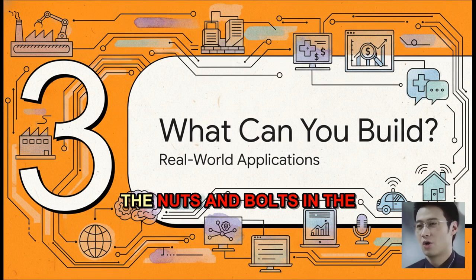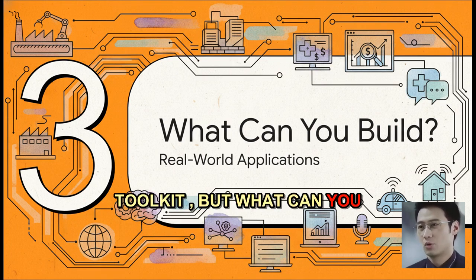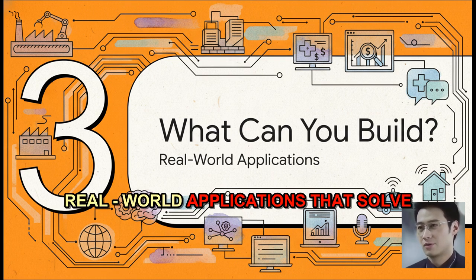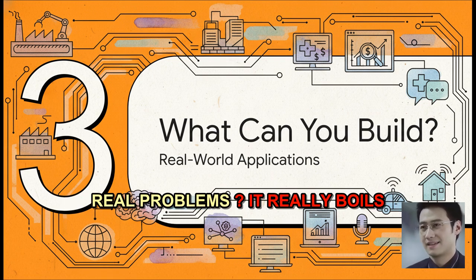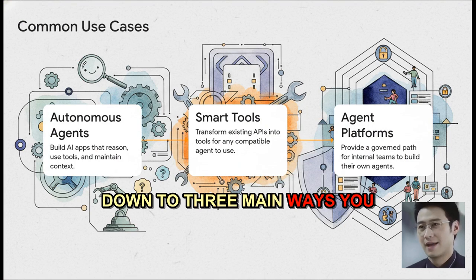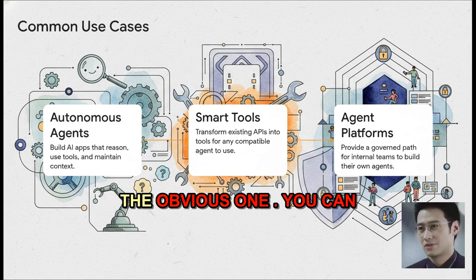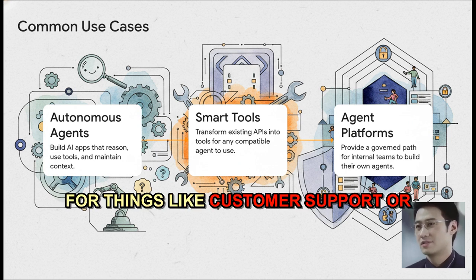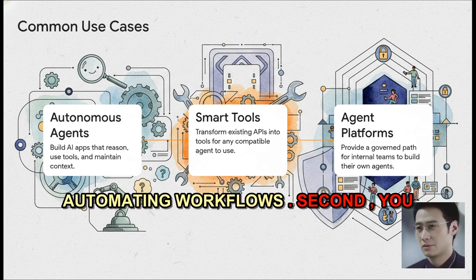All right, so we've looked at all the nuts and bolts in the toolkit. But what can you actually build with this stuff? How does all this translate into real-world applications that solve real problems? It really boils down to three main ways you can use this. First, the obvious one. You can build full-blown autonomous agents for things like customer support or automating workflows.